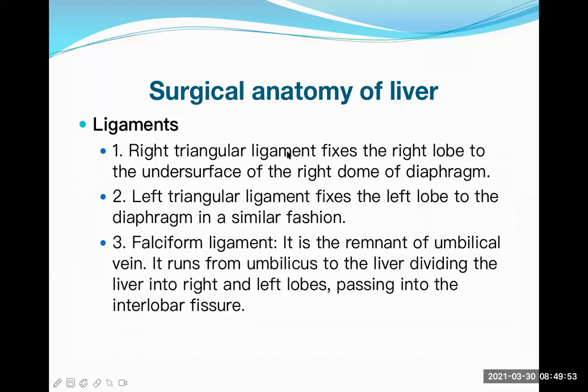So see there, right triangular ligament, left triangular ligament, and falciform ligament. The right triangular ligament fixes the right lobe to the undersurface of the right dome of the diaphragm. The left triangular ligament does that on the left dome of the diaphragm. And the falciform ligament is actually a remnant of the umbilical vein. The umbilical vein, we have studied in fetal circulation, is a very, very important blood vessel during fetal life. But after the baby is born, it doesn't have the same purpose. So it will atrophy, or it will disappear.